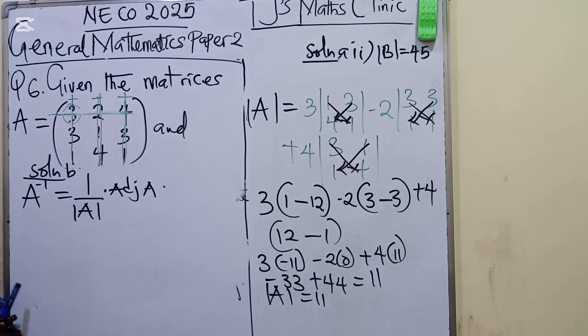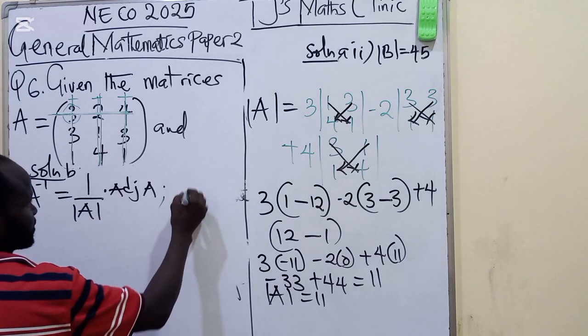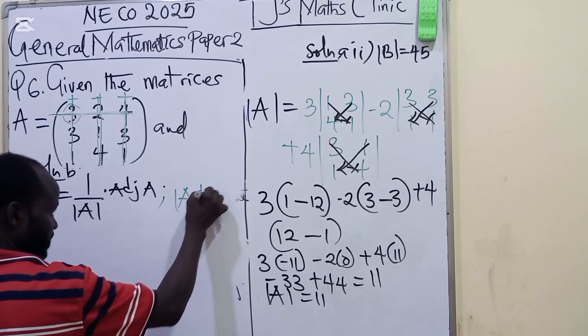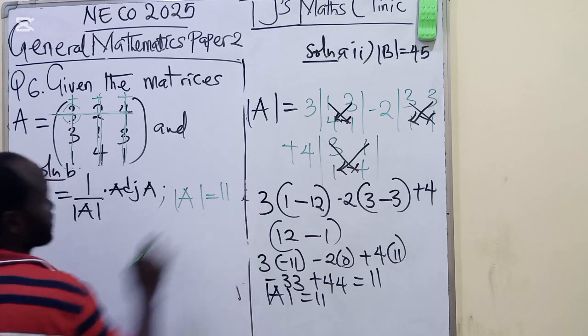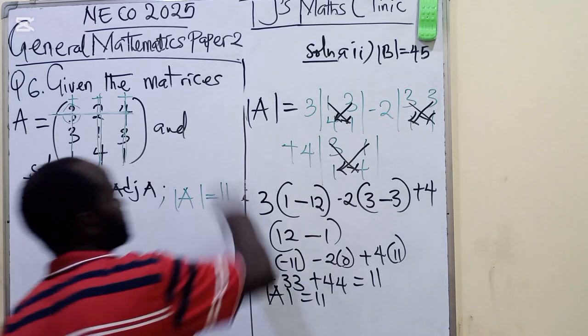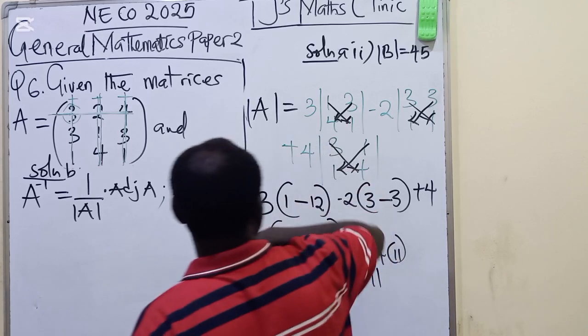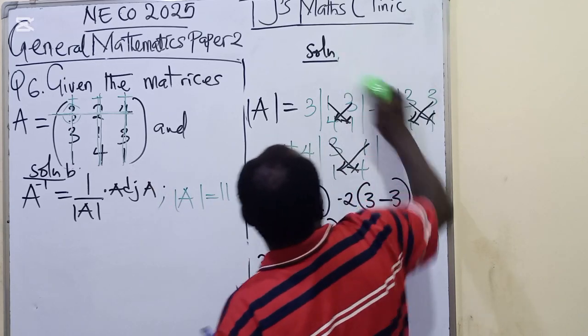So the next thing to do is to find the adjoint of A. So let me put it here. The determinant now is 11. We're through with that. Let's clean this side so that we can find the cofactor of A.